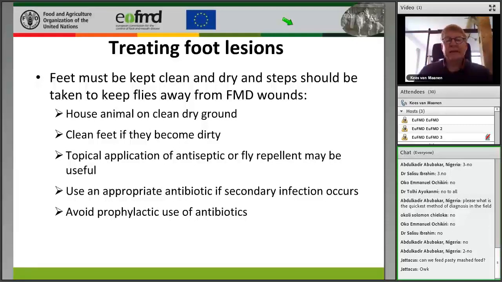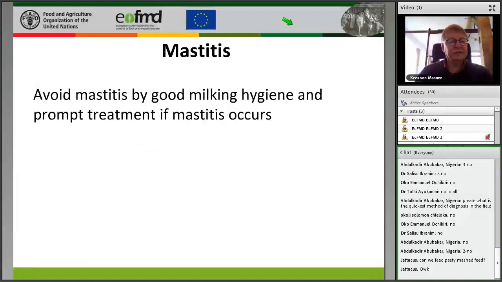The topical application of an antiseptic or a fly repellent, like a spray, may be very useful. Use an appropriate antibiotic only if secondary infection occurs, and avoid the prophylactic use of antibiotics. It is not needed and it doesn't make sense.